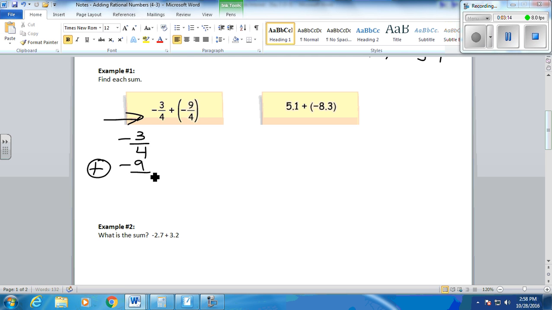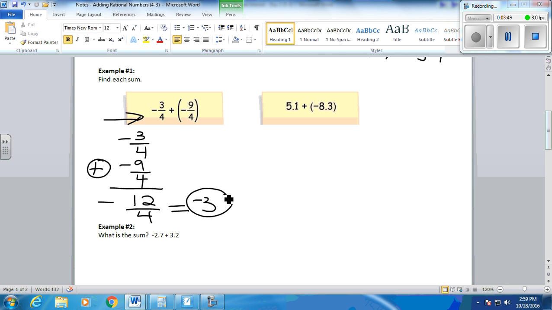And I like to set these up vertically. Since I have the same denominator, I do not need to get a common denominator. And all I'm going to do is add the numerators of 3 and 9, which will give me 12 over 4. And since they're both negative, or since they're both bad guys, the answer stays negative. And I can reduce this even further to -12 divided by 4 to give me -3. And that's my final answer.